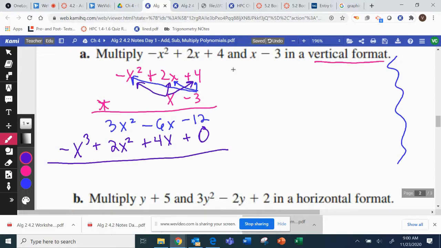And then after we did this in elementary school, what did we do between these two rows? We added them. So they should be already lined up. Negative x cubed plus 5x squared minus 2x minus 12.